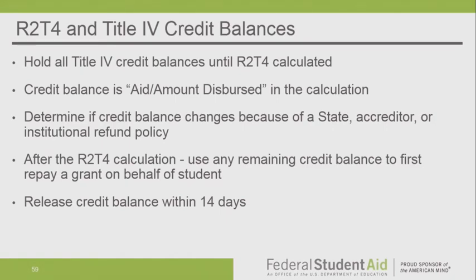After the R2T4 calculation, if there is still a federal Title IV credit balance, then that money goes to the student according to the normal cash management rules. You pay that grant to the student, and the credit balance has to be liquidated within 14 days. So keep that in mind there.